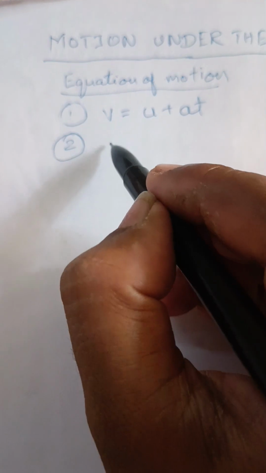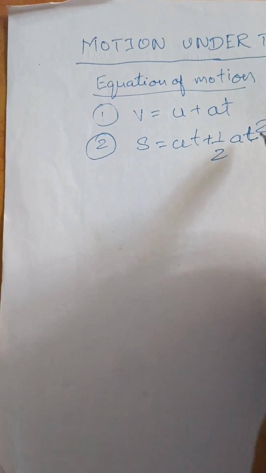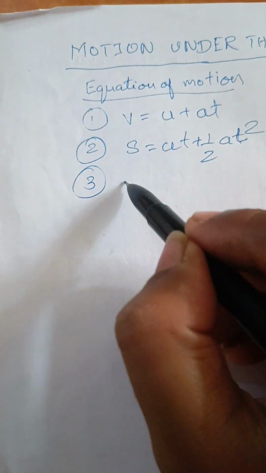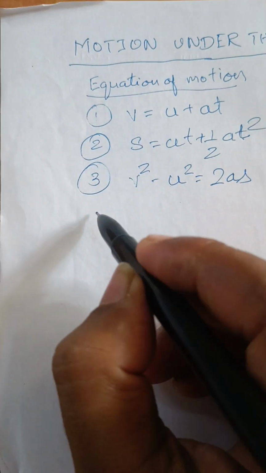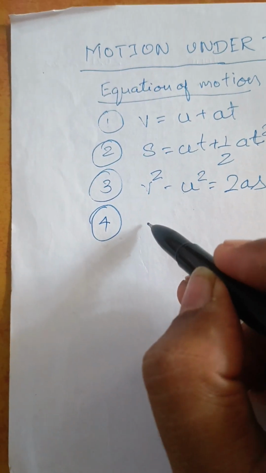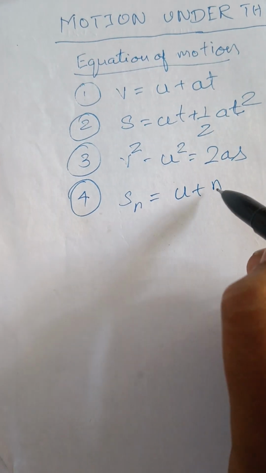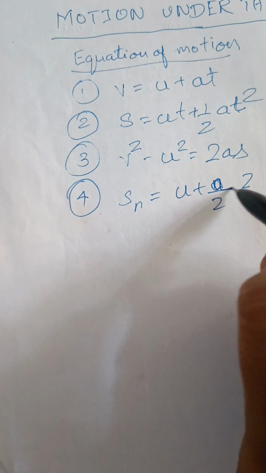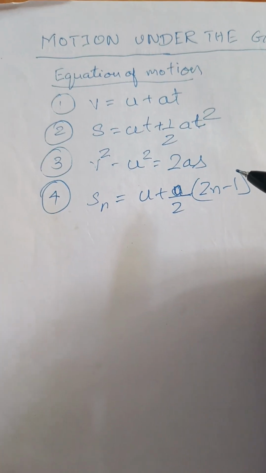As we know very well, the very first equation of motion is v equals u plus at. The second equation of motion is s equals ut plus half at square. The third equation of motion is v square minus u square equals 2as. And the fourth equation of motion is Sn equals u plus a by 2 into (2n minus 1). So this is the fourth equation of motion that we have studied in our previous class.